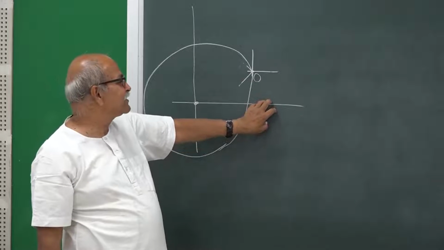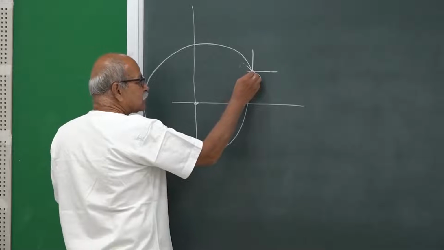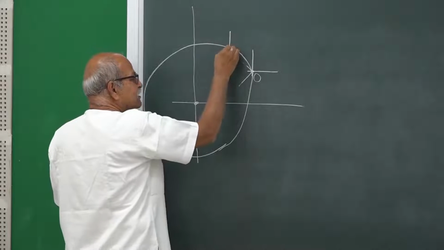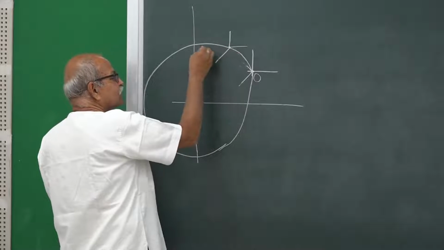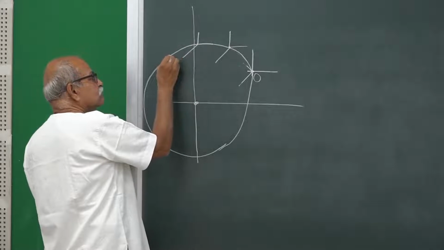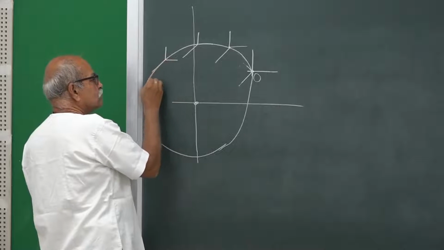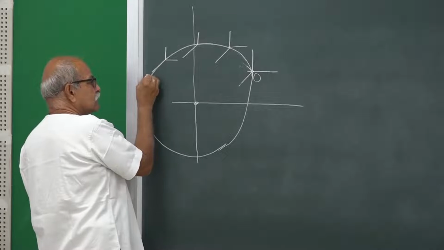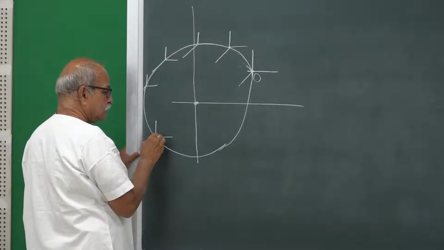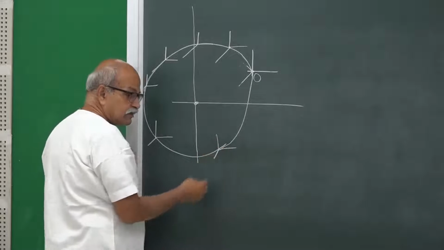That means, as time passes, as seen from this inertial frame, the origin goes here, but the axes remain in the same direction. It is like this. So, it is something like this.